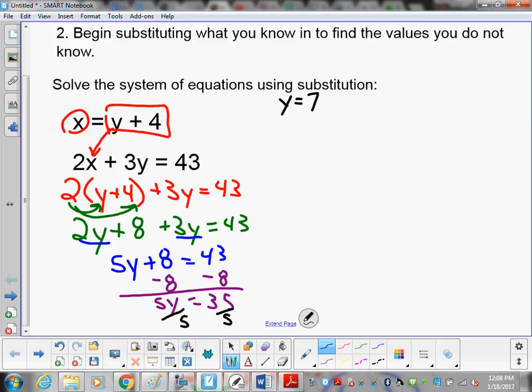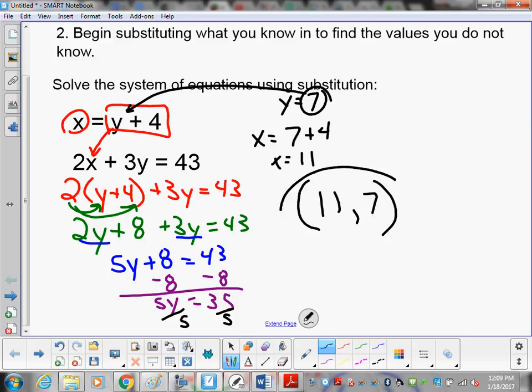Now, you now have a value, something you know. So you're going to take what you know and plug it in to find things you don't know. We don't know what the value of x is, so I'm going to take that 7 and plug it in for y in this equation. And so x equals 7 plus 4, so x is equal to 11. So my solution is x comma y, so it's 11 comma 7.